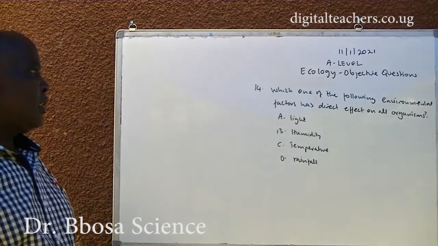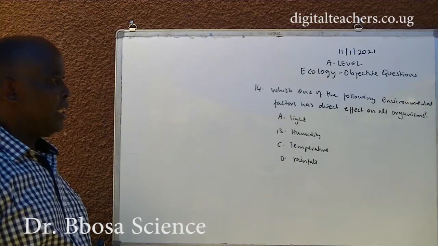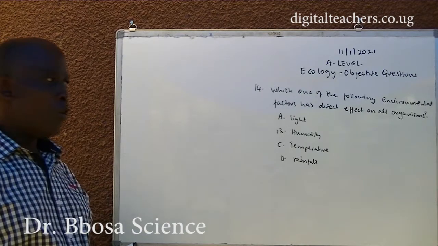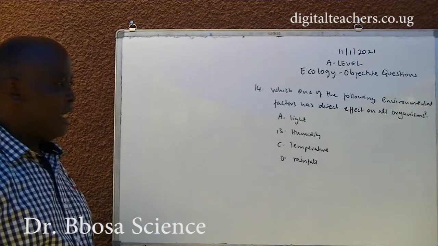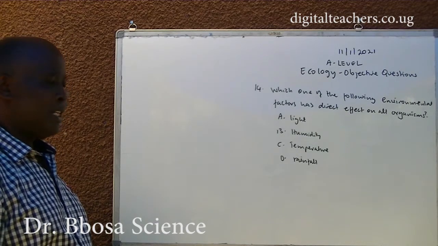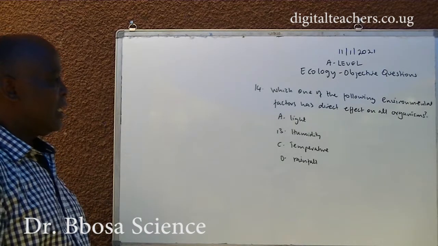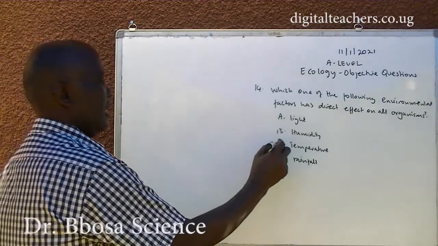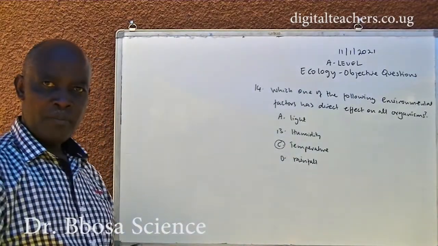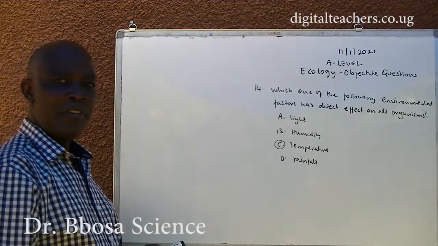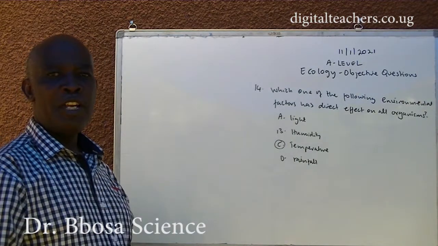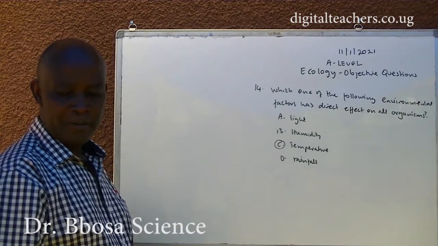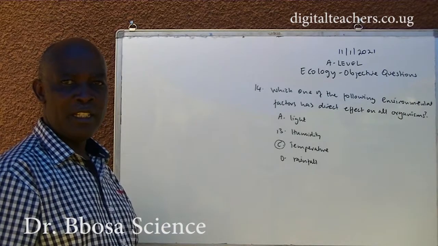Number 14. Which one of the following environmental factors has a direct effect on all organisms? A. Light. B. Humidity. C. Temperature. D. Rainfall. You can pause and answer. The answer is temperature. Low temperature inactivates enzymes. Very high temperature denatures enzymes in all organisms.